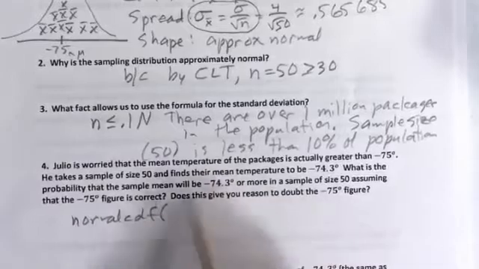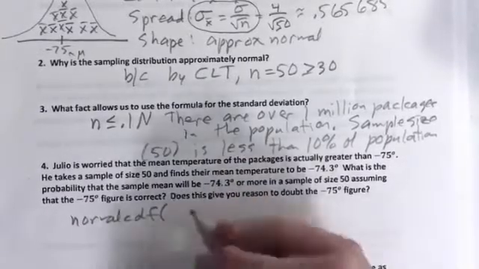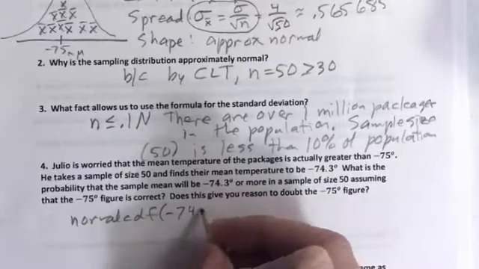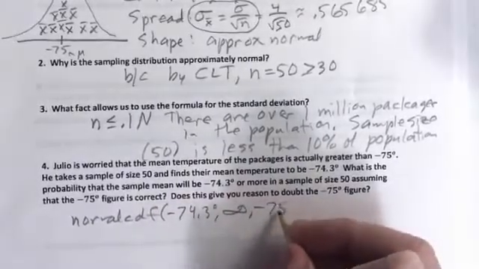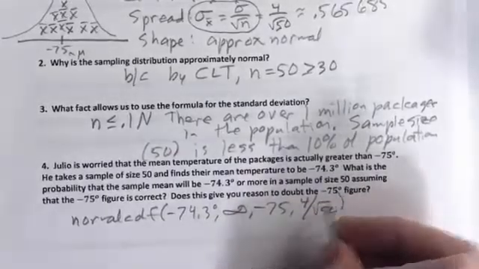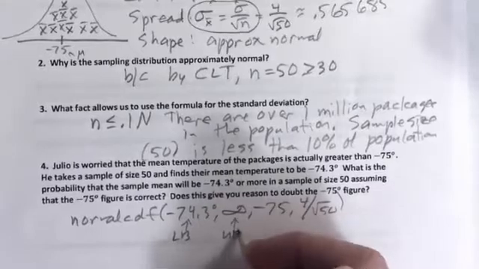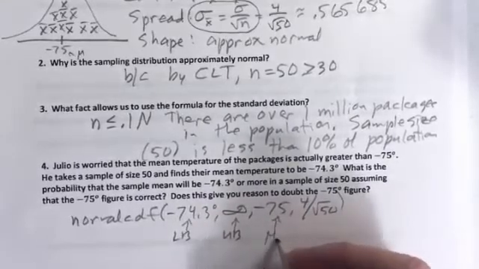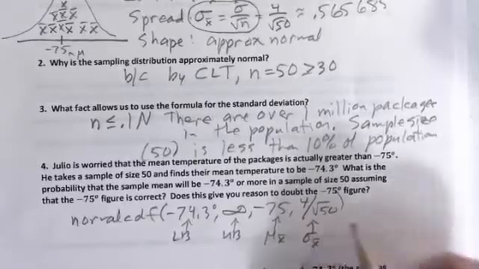And it says the sample mean will be that or more. So it'd be negative 74.3 degrees to infinity. And our mean is negative 75. And our standard deviation is 4 divided by the square root of 50. Make sure and label these. That's our lower bound. That is our upper bound. That is the mean of our X bars. That is the standard deviation of our X bars.